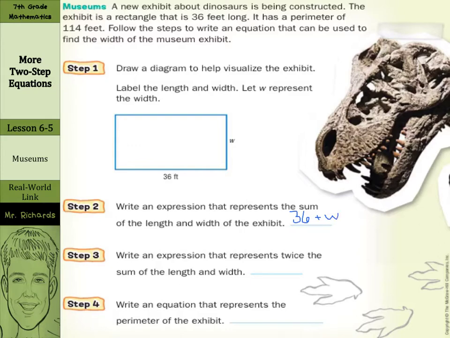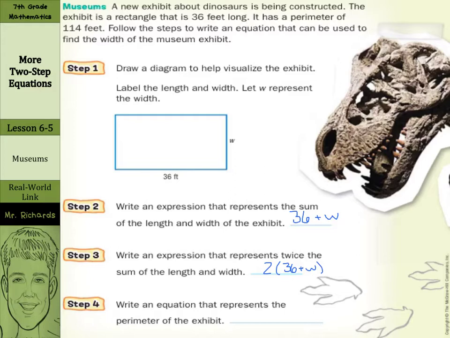Write an expression that represents twice the sum of the length and the width. Well, we need to take our 36 plus W. We're going to end up multiplying that by 2, since it's twice the sum of the length and the width. 36 plus W does need to be in parentheses, so you're multiplying the whole thing by 2. Then it says write an equation that represents the perimeter of the exhibit.